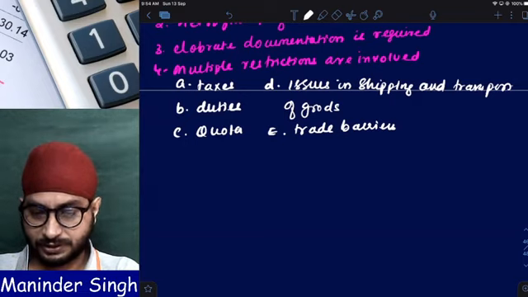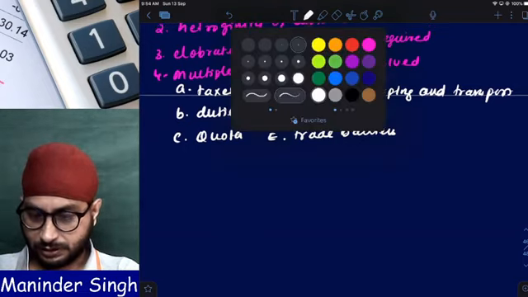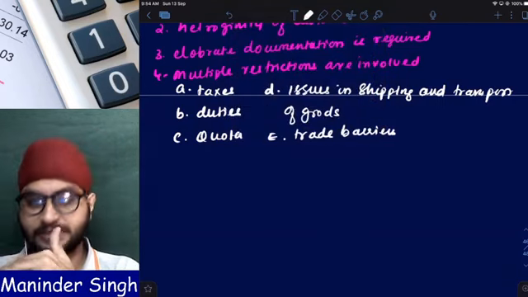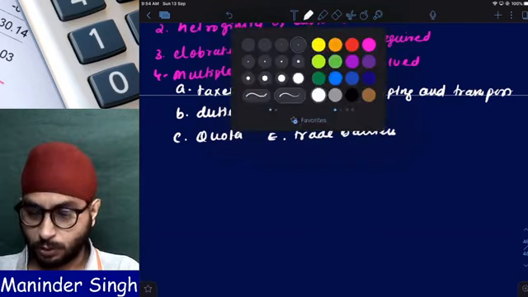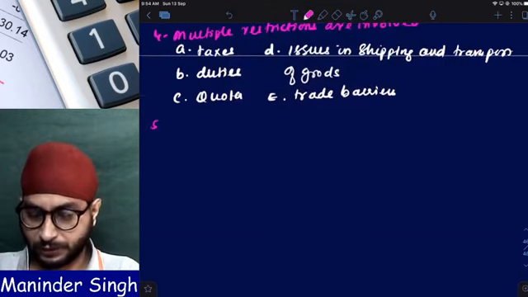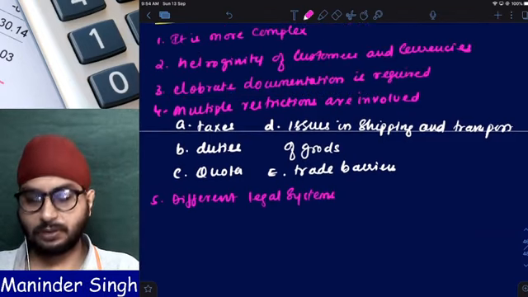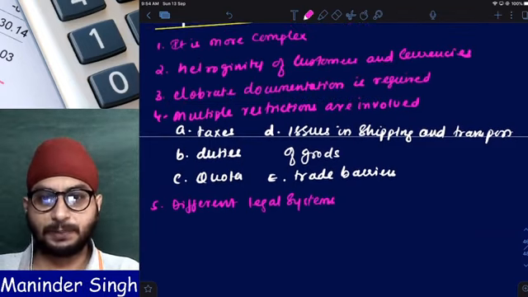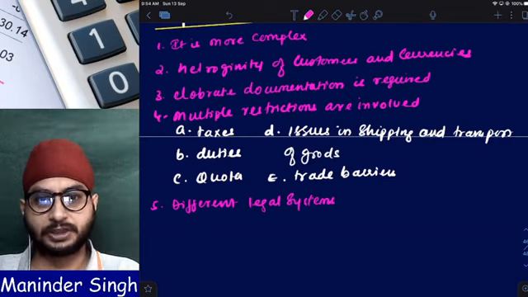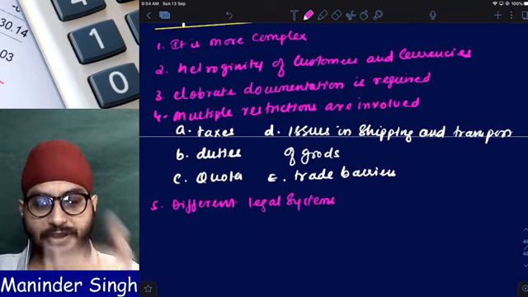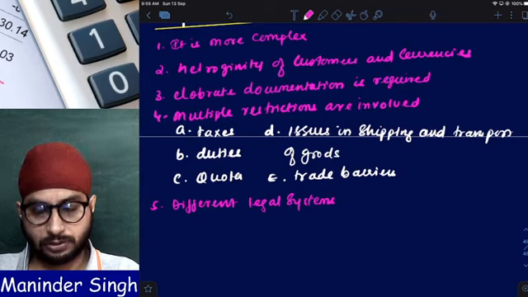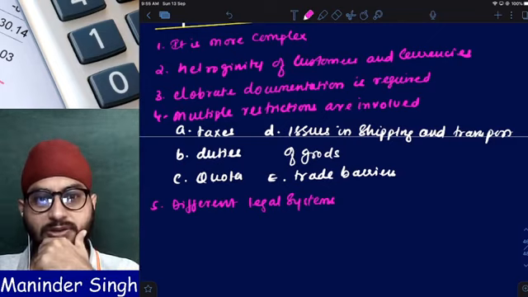Next, so these are some reasons due to which we can say there are multiple restrictions imposed. One more thing we can say: difference in legal systems. Different legal systems. Now let us say the laws applicable in India and the laws applicable outside India are obviously different. I need to not only follow my law, I also need to follow the other country's laws.